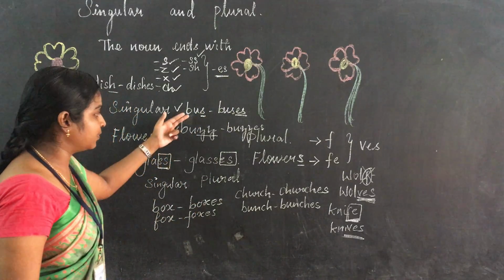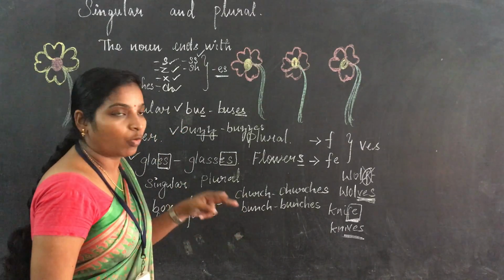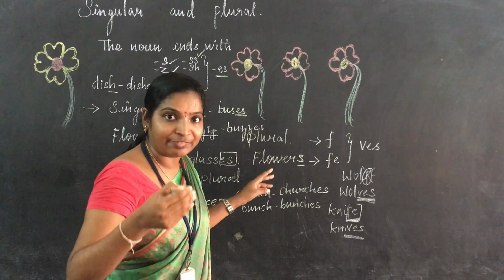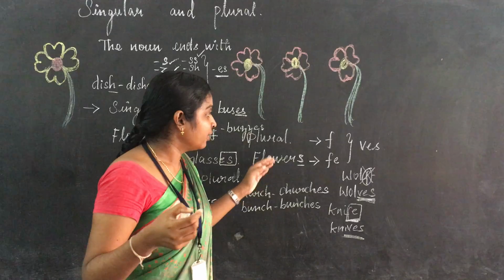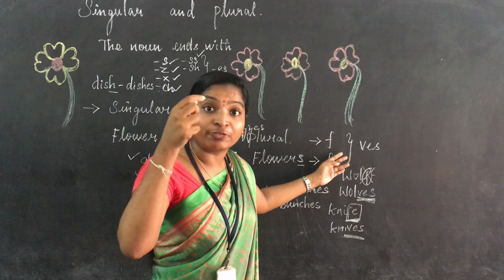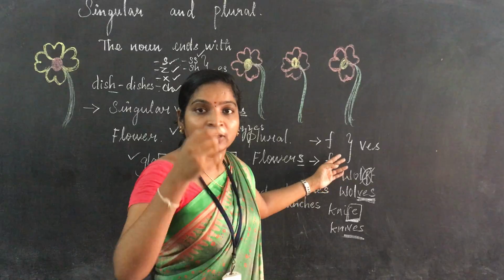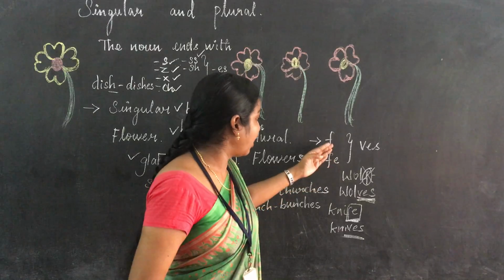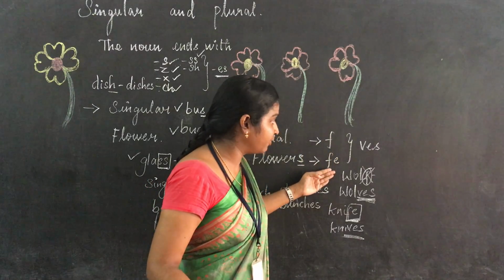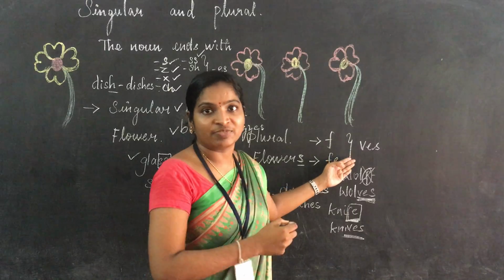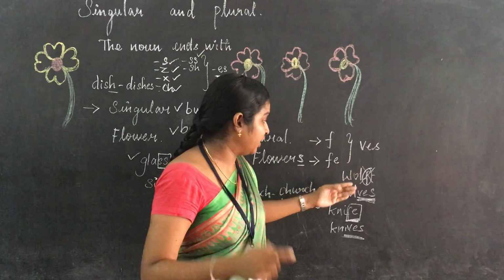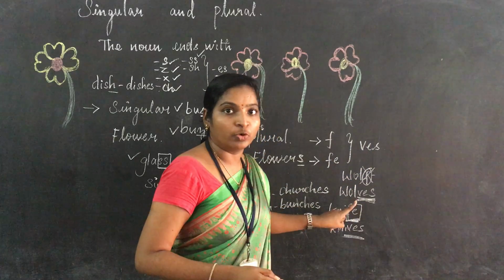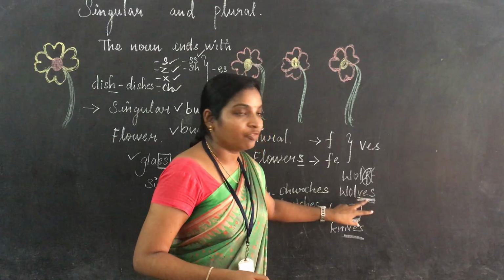You just see the examples here. And come to the next rule. What is the second rule? The noun ends with f or fe. Instead of f and fe, you have to change that. You have to remove f as well as fe, and instead we have to give ves. Here f should be removed and here fe should be removed. Instead of that we have to give ves.